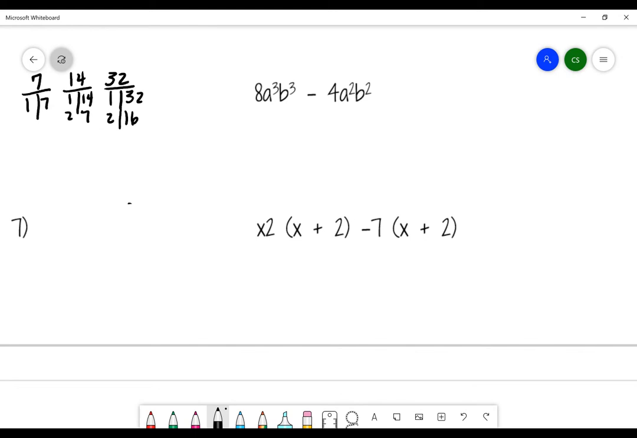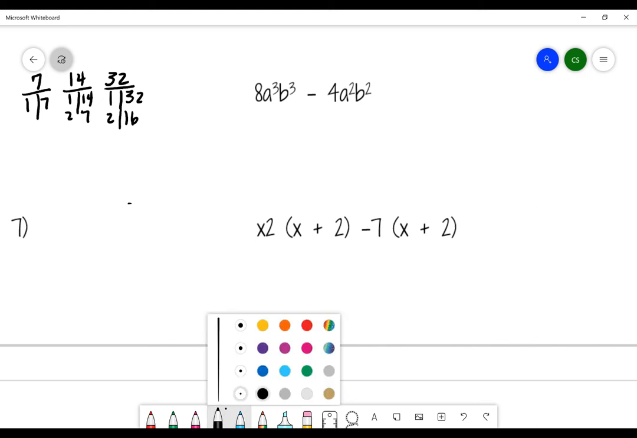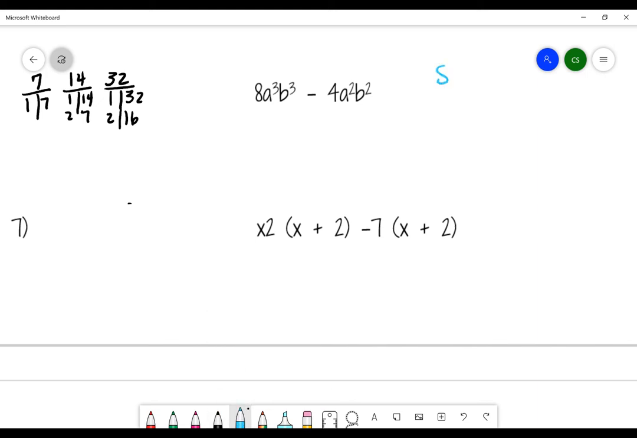All right, 8a cubed b cubed minus 4a b cubed, 4a squared b squared. So I need to find my factors of 8. I need to find my factors of 4. So 1 and 8 and 2 and 4 and 1 and 4. What is the greatest number that 8 and 4 share? Obviously, it's 4. So I can factor out a 4. Well, what about my variables? Well, they have 3 A's and 3 B's.